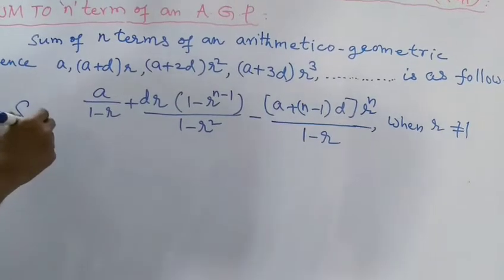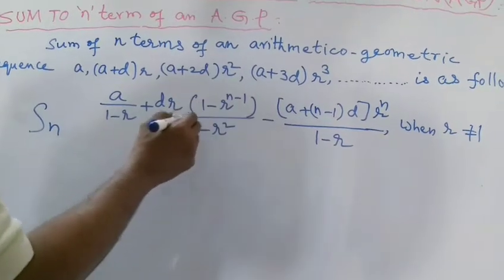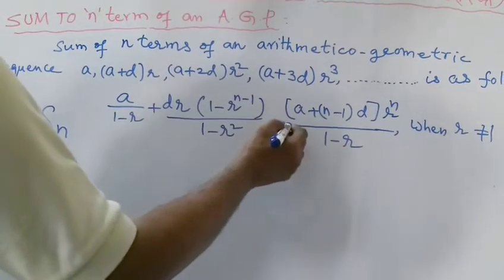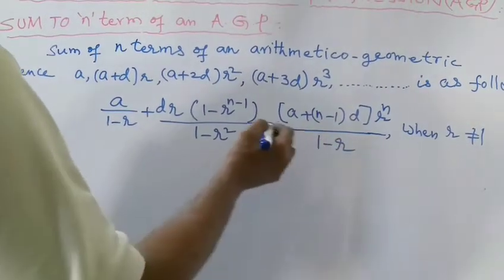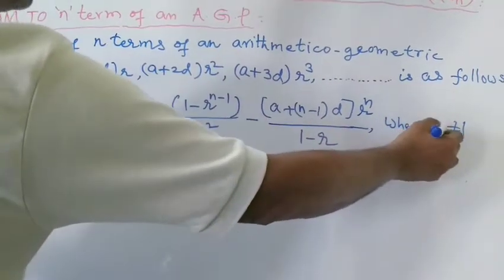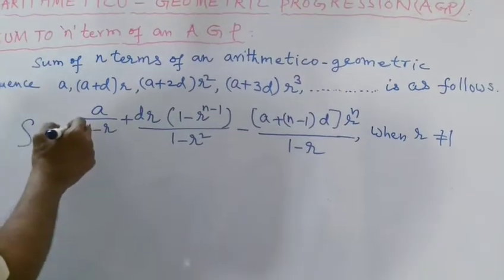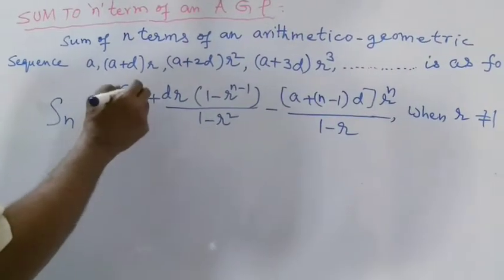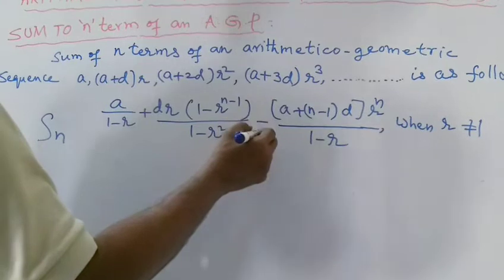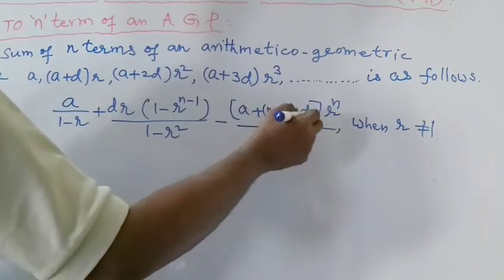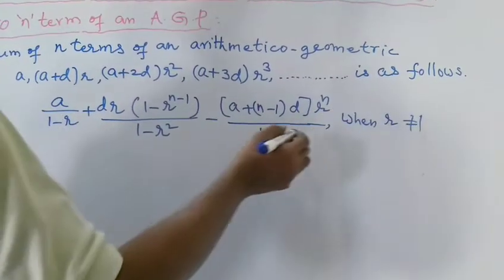Sum to n terms is equal to a by 1 minus r plus dr into (1 minus r to the power of n minus 1) by (1 minus r) square minus (a plus (n minus 1) into d) into r to the power of n by 1 minus r. This is when r does not equal 1, that is, the common ratio does not equal 1.